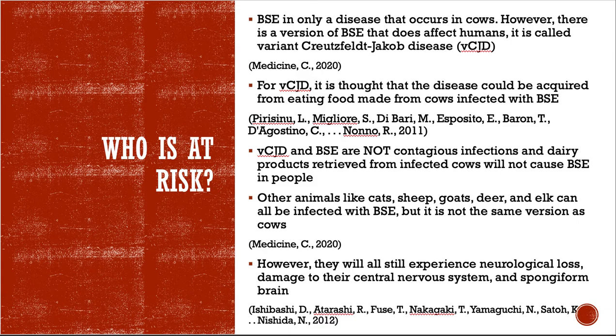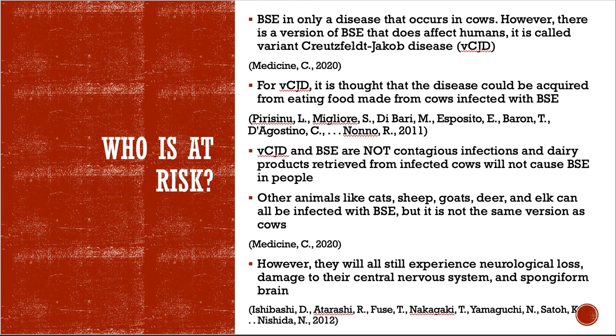So, who is at risk? BSE is only a disease that occurs in cows. However, there is a version of BSE that does affect humans. It is called variant Creutzfeldt-Jakob disease. For variant Creutzfeldt-Jakob disease, it is thought that the disease could be acquired from eating food made from cows that are infected with BSE. But I think that this is still being looked at and researched.